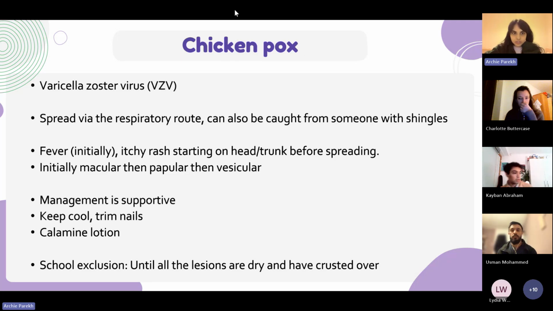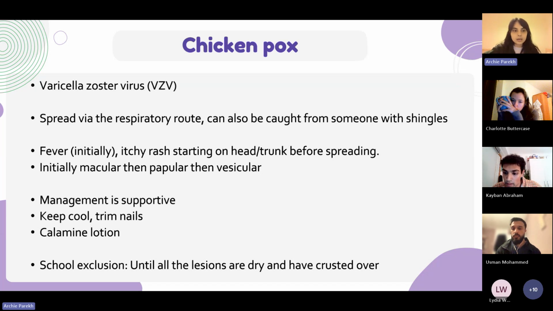So we'll just go a bit over chickenpox. It's caused by the VZV, varicella zoster virus, which, if you remember, is from the same family as the shingles virus as well. And it's spread via the respiratory route, which is why if a child has chickenpox, you usually isolate them until they're better. Initially, it starts with a prodrome of fever, and then after a few days, the itchy rash will start. So if they've started having a rash, that means that they've already reached the infective phase.